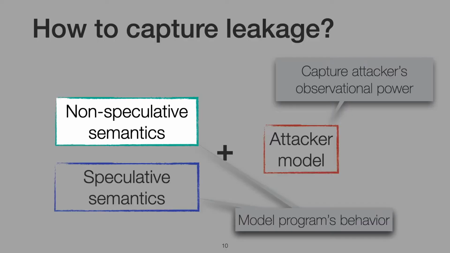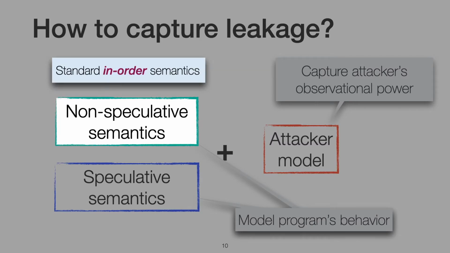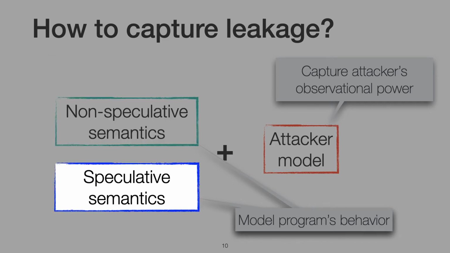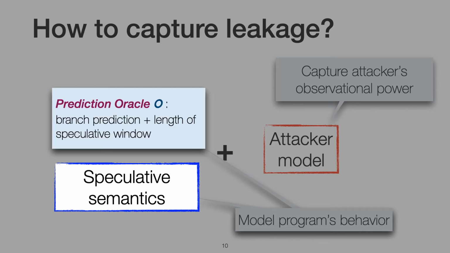Let's look at the details. First, the non-speculative semantics is standard. Instructions are executed in order, one after the other. In contrast, the speculative semantics is novel and it captures the effects of speculative execution. Concretely, the semantics is parametric in a prediction oracle, which abstracts away from specific branch prediction details.